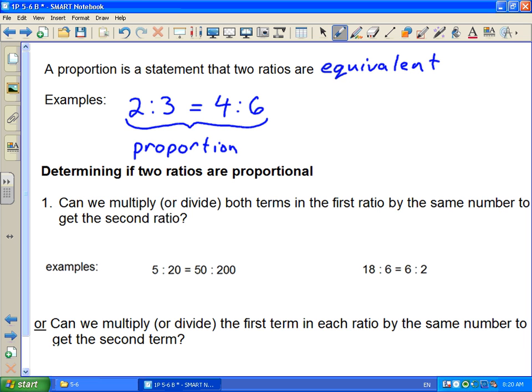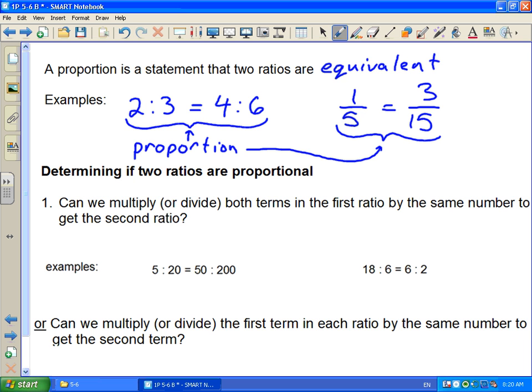We could also do this in terms of fractions. If we have a ratio 1 to 5 that we would write as the fraction 1 over 5, we can say that this is equal to 3 over 15. And again, this whole thing here is a proportion. So both of these are proportions, just different ways of writing it.